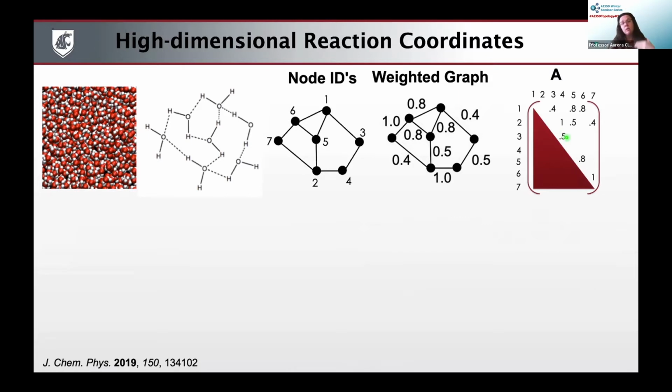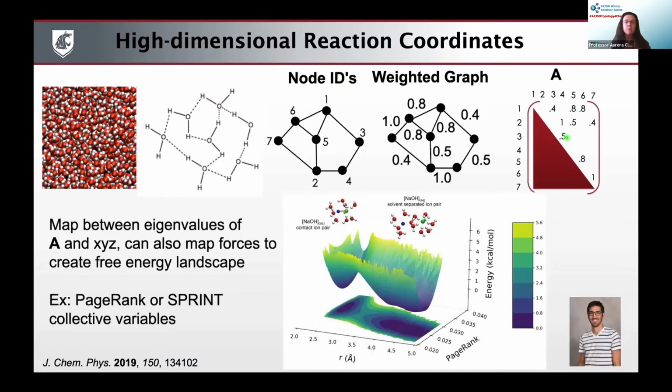And when you reformulate PageRank and that eigenvalue calculation for a weighted graph, you actually get one of the characteristics you need for a reaction coordinate, which is a smoothly changing variable as a function of the changes to the interactions that are present between molecules. And so what we have now is a map between the eigenvalues of the adjacency matrix and the Cartesian coordinates. And we are able to directly calculate the forces in PageRank space associated with molecules as they're progressing along a chemical reaction. This allows us to map out the free energy landscapes of complex reactions that are occurring in solutions.